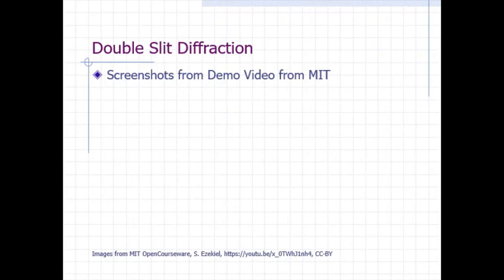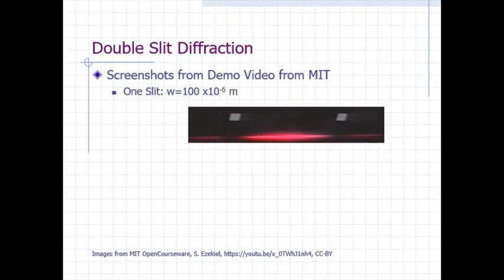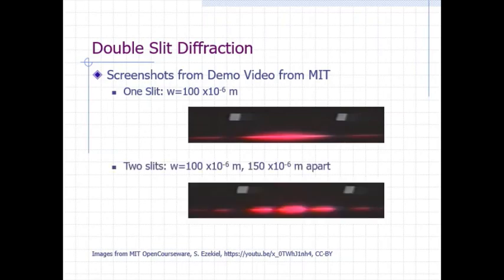Here are the screenshots from a demonstration video from MIT that shows what happens to the diffraction pattern when you put two slits side by side. Here's the diffraction of a 632.8 nanometer laser beam from a single slit with a width of 100 micrometers. And here's one for two slits, same widths, and the slits are spaced 150 micrometers apart. What's the difference, and how can we explain it?